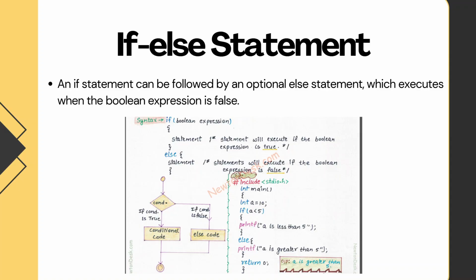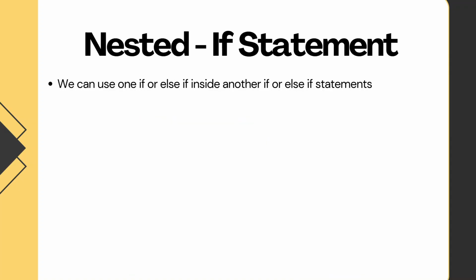For example, in this condition, we are taking integer a equals 10. Then we are checking if a is smaller than 5 and print the line a is less than 5. If it was false, then the line a is greater than 5 would have been executed. And then we return the program, and the output is a is greater than 5.